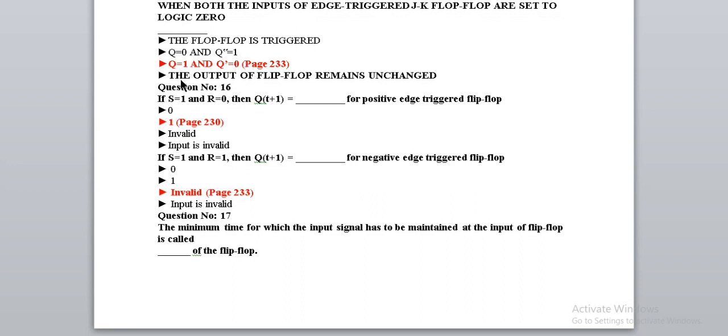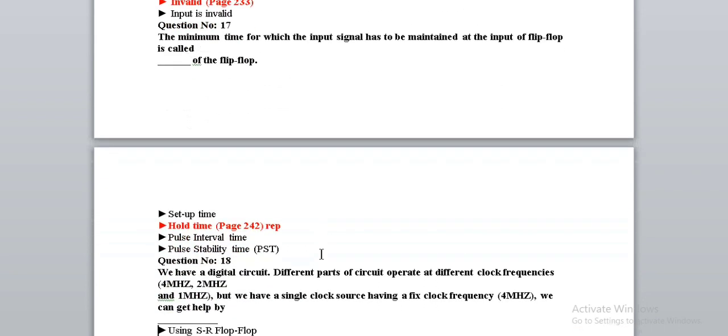The output, if S is equal to 1 and R is equal to 0, then Q(t+1) is equal to 1. If S is equal to 1, R is equal to 1, then Q(t+1) is equal to invalid. For positive edge it is 1, whereas for negative edge it is invalid. Next, the minimum time for which the input signal has to be maintained at the input of a flip-flop is called dash of the flip-flop. Hold time.